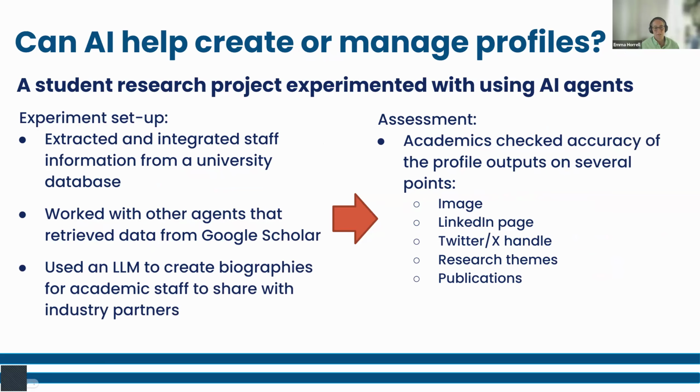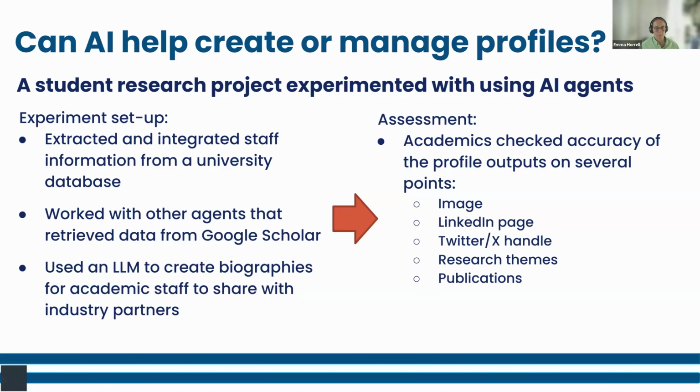Another interesting piece of work related to the use of AI. I know this is not really anything new in this day and age, but when we did this research, this project was from 2023, so it was quite new at the time. This was a student project, in fact, and they built an AI agent that had the job of extracting staff information from a database, and another agent that paired the output of the first one with information extracted from Google Scholar to create a biographical profile for a staff member.